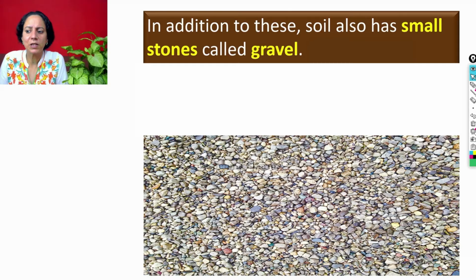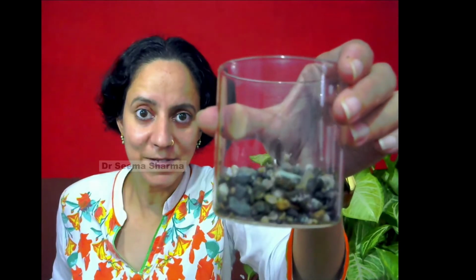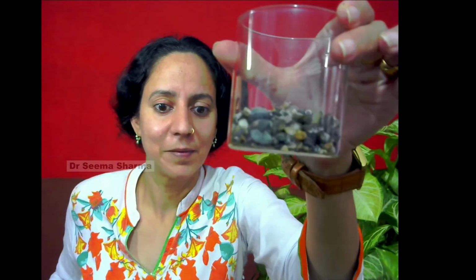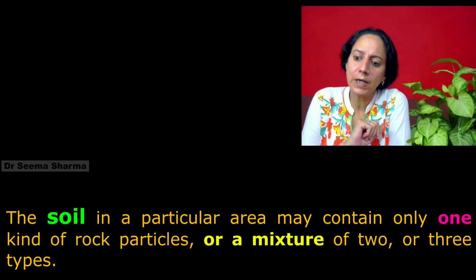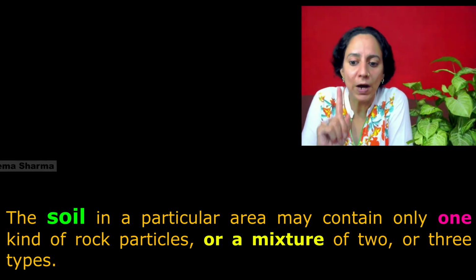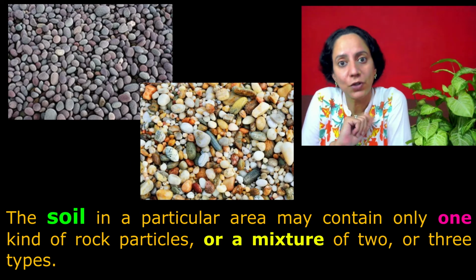This was about 3 types of soil: clay, silt and sand. Viewers, in addition to these, soil has small stones called gravels. Can you see these? They are visible in this glass. These are gravels. Children, the soil in a particular area may contain only one kind of rock particles or a mixture of 2 or 3 types.